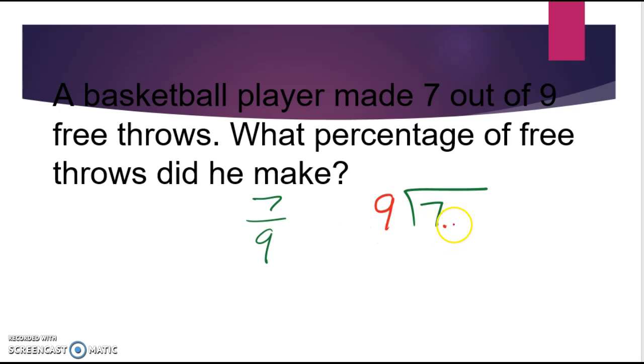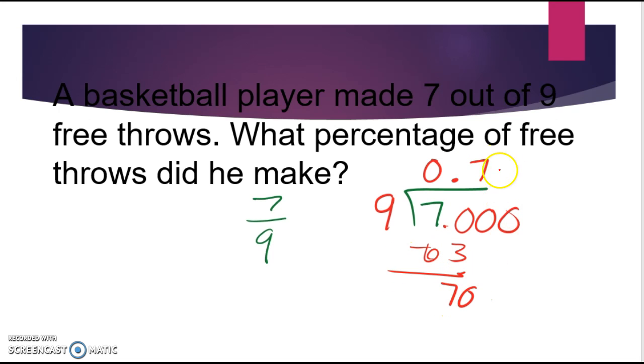Okay, so 9 can't go into 7, so we need to add a decimal point and zeros, which means we need to put a decimal here. So 9 can go into 70 7 times, which is 63. We subtract, we get 7, we bring it down. We're going to keep getting 7s out here. So if it asks what percentage of free throws did he make, we need to actually look at these first 2 numbers here. So 0.77, that's 77%, but then we also have a following 7. So we're going to round up, and we're going to make it 78%.